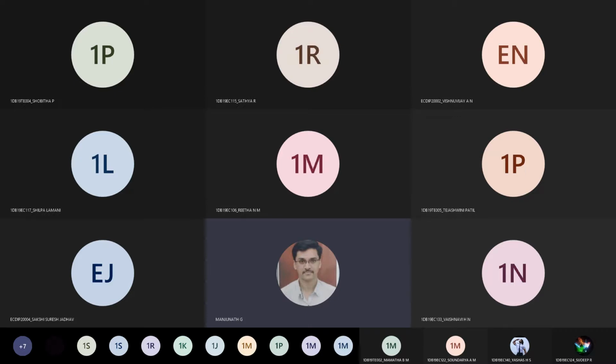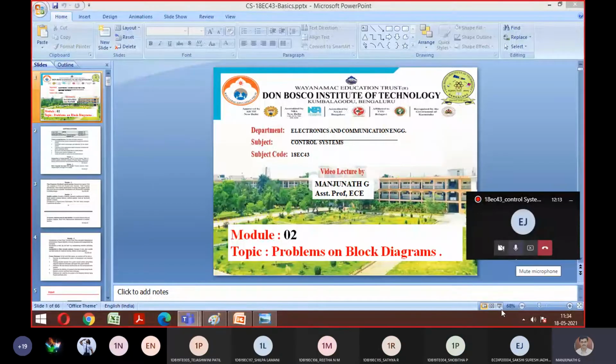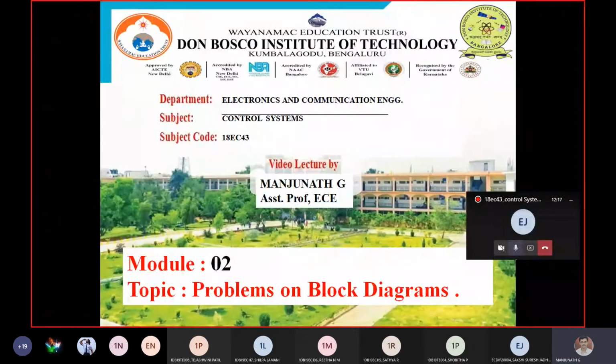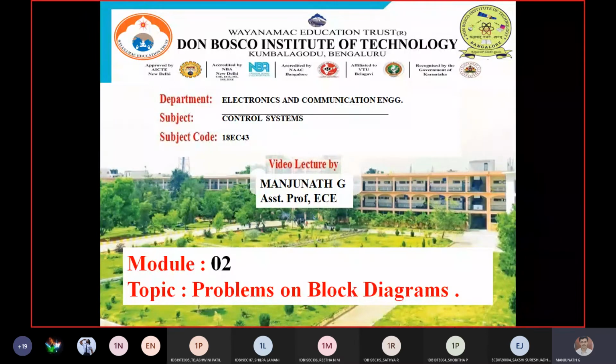Can anyone tell me what happened in the last class? What all topics did we cover, guys? Critical rules. Okay, before going for critical rules, I think we solved a few more problems based on block diagram reduction techniques, that are the first 9 rules. I hope everyone got a clear picture of how to solve the problem.